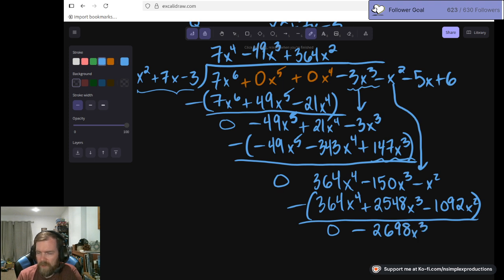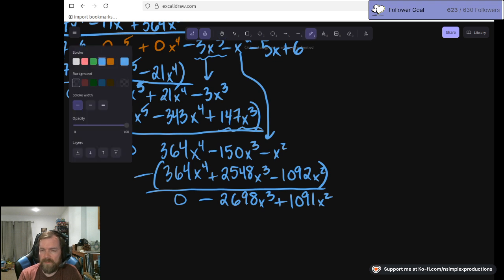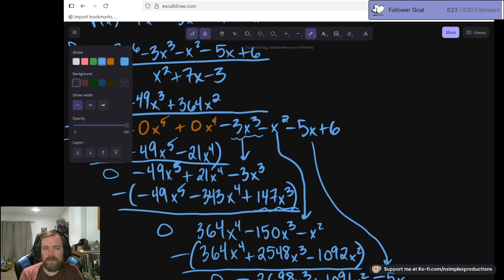x cubed. This is a negative 1x squared and a plus negative 1092, so that's going to be a 1091 x squared. Okay, and then minus 5x. We're going to bring down the next term. Almost in the home stretch. We need a negative 2698 x in order to make that work. Again, x times x squared is going to get us x cubed.